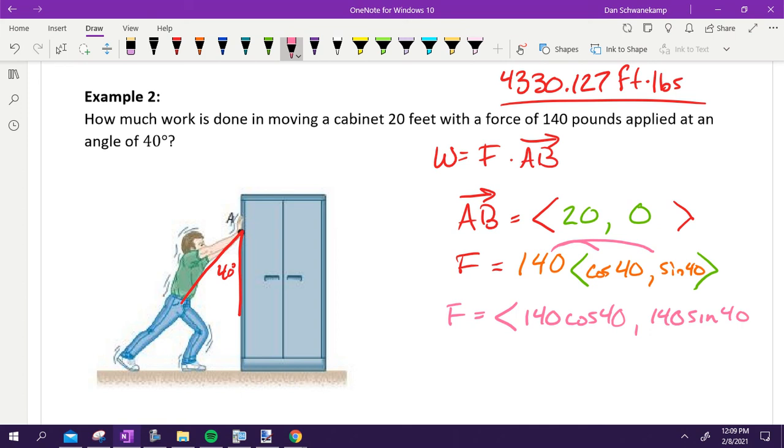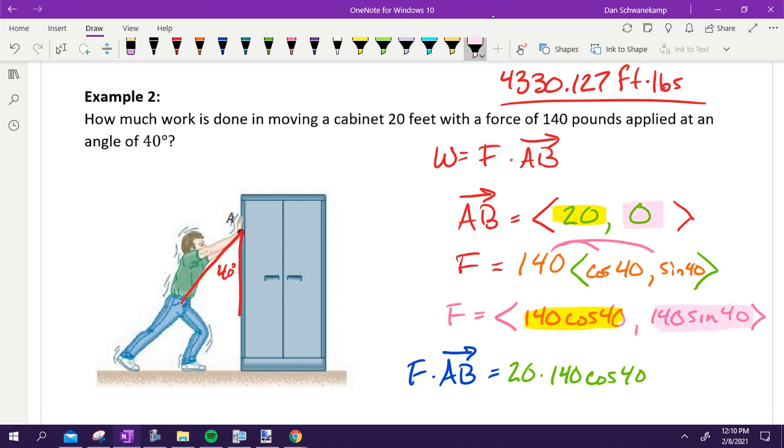Then we are finding the dot product. Our job here in the end is to find force times AB. I'm taking the two x values, I'm multiplying them together. So 20 times 140 cosine of 40. And then we're going to multiply the two y's together. So 0 times that guy. What's that going to get me? 0, because it's times 0. And so my answer to this question is that.